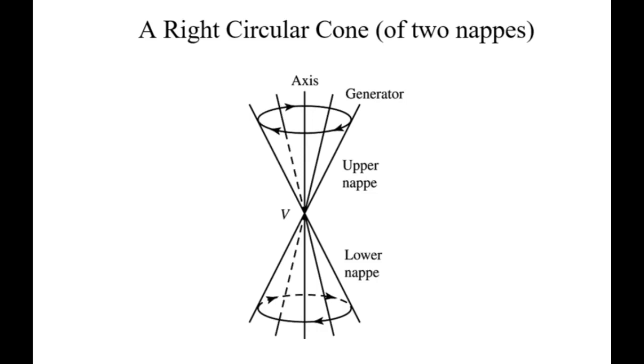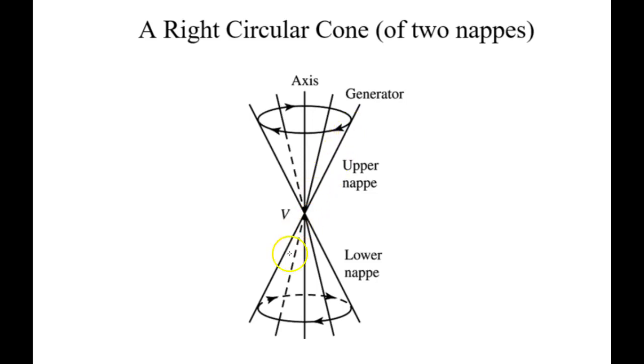Now we're going to discuss a right circular cone. You don't have to write this down. We're just going to use this next when we talk about cross sections. So we have two parts to this cone. We have the upper nappe and the lower nappe. Where these two nappes intersect, that's called the vertex.